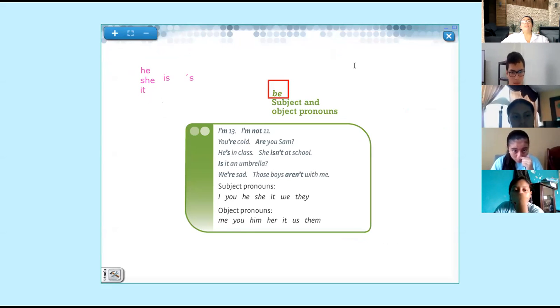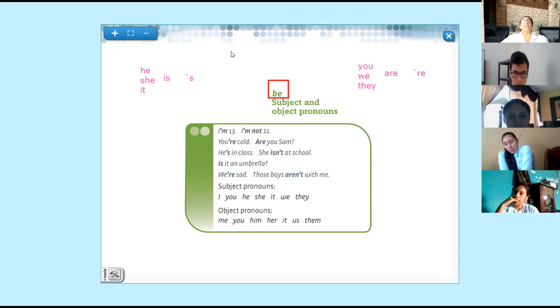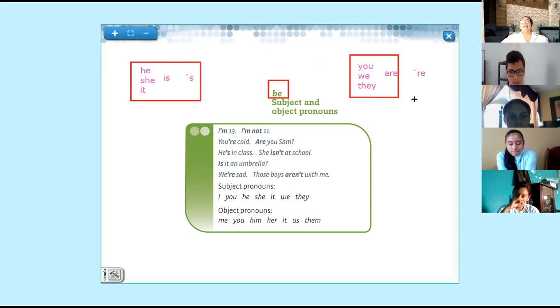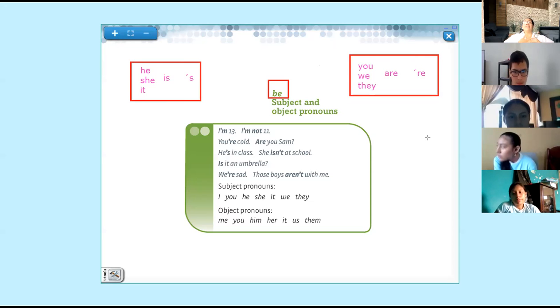Did you remember? Also remember that you were working with you, we, and they, and obviously you were using are for the verb to be, or the contraction 're. That was part of the activities that you were working on in the last course, okay? Those are personal pronouns. Here you have I, am not, you, are, you. Those are personal pronouns because they indicate specifically the person.